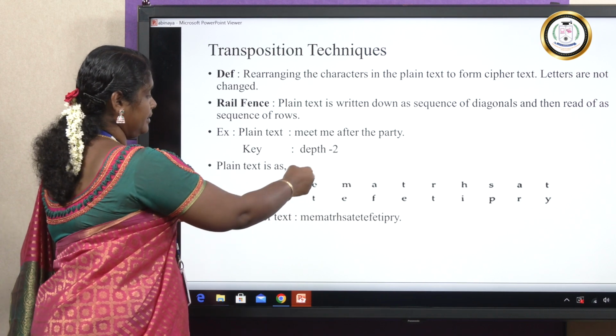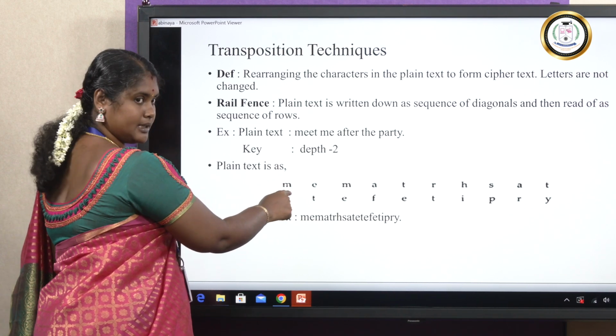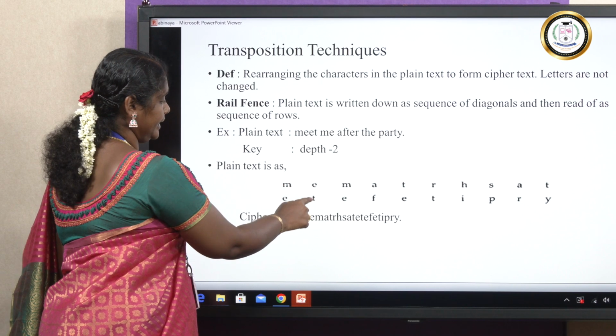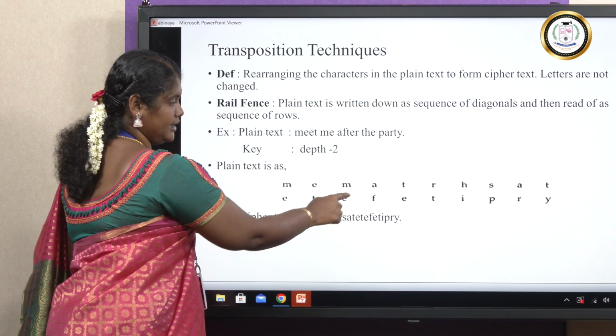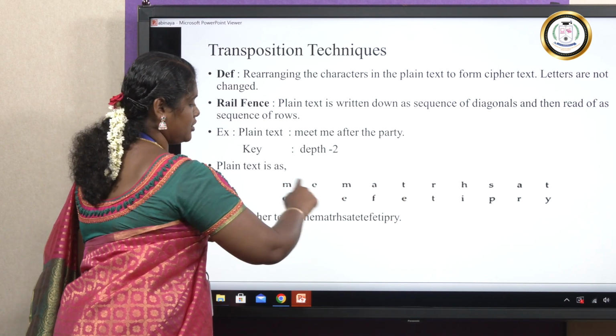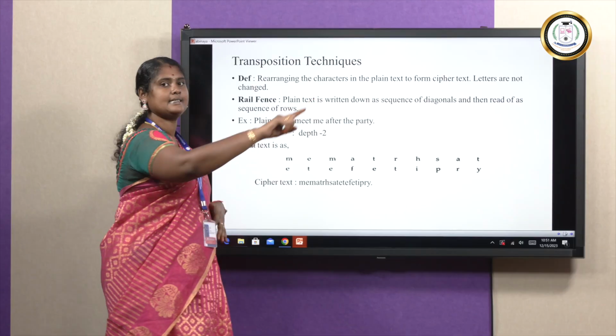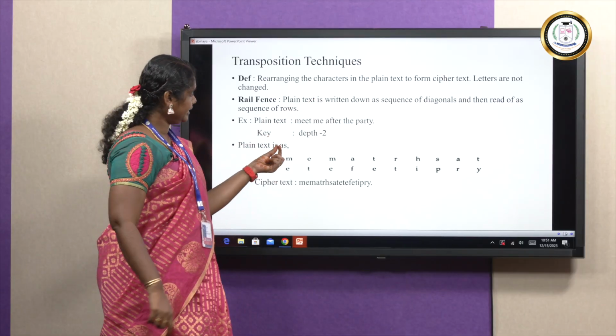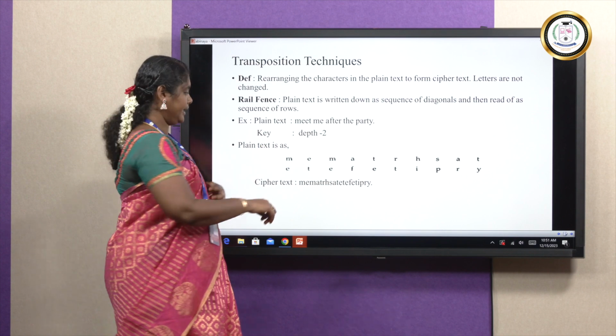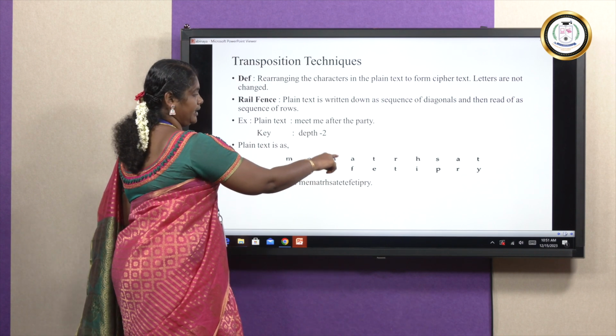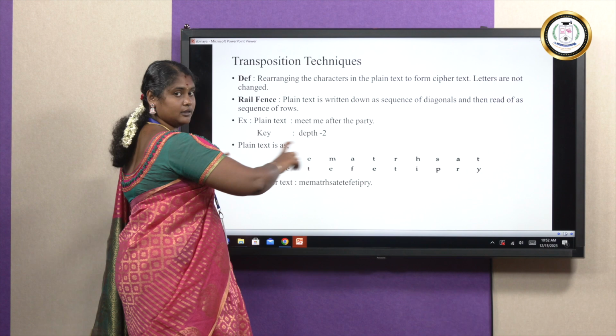So meet. Here you can see, depth is 2. So M-E-E-T, meet. Next M-E. Then A-F-T-E-R. So like that you need to write it in a zigzag way. Okay. So here if depth is 2, I am writing meet me after the party. So this is the data.